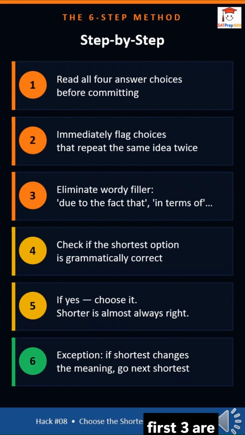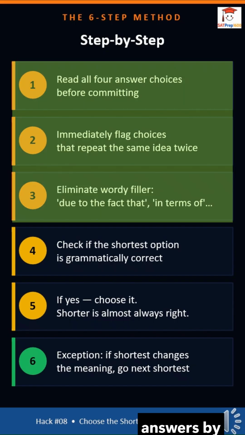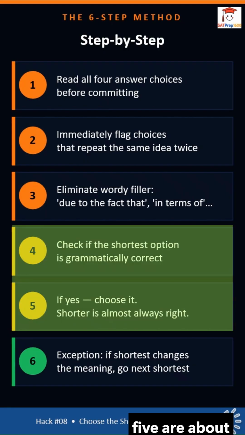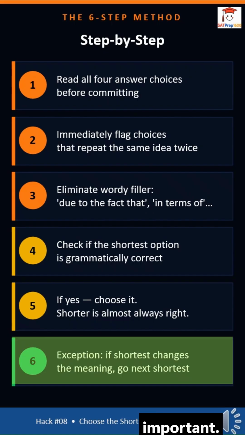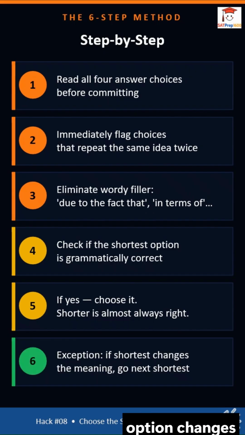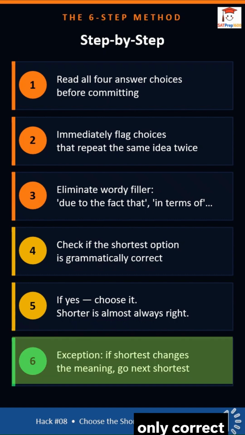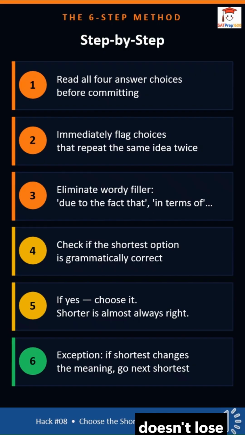6 steps. The first 3 are about elimination. You're cutting the wrong answers by spotting redundancy and wordiness. Steps 4 and 5 are about confirming the shortest correct answer. Step 6 is the important exception. If the shortest option changes the meaning, it's wrong. Find the next shortest that preserves meaning. The key phrase in step 6 is preserves the meaning. Conciseness is only correct when it doesn't lose anything important.